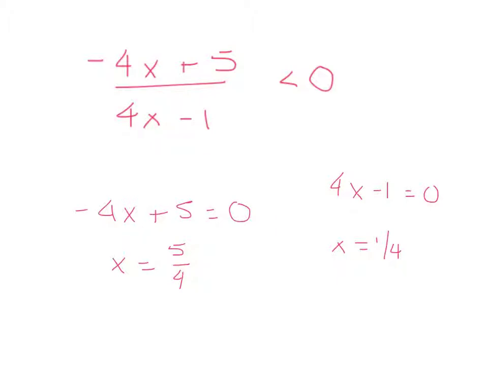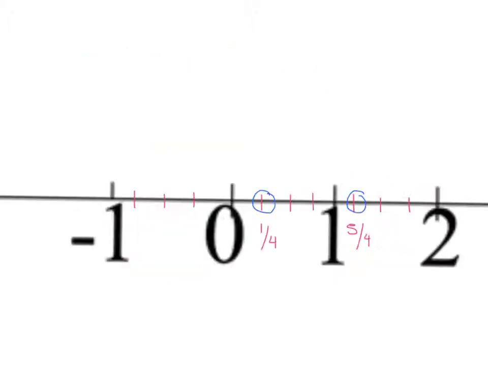Let's go ahead and create our number line and plot our boundary points. Here's our number line, and I broke it up into quarters. I'm plotting 1/4 and 5 over 4. I have open circles because we had a less than symbol and a greater than symbol. We did not have less than or equal to. Okay?